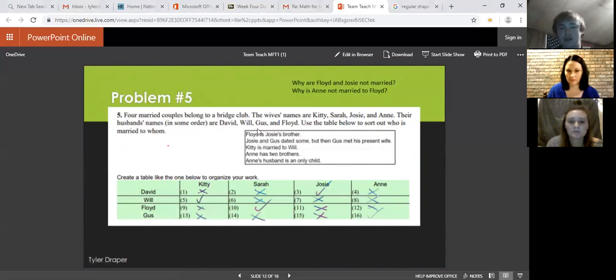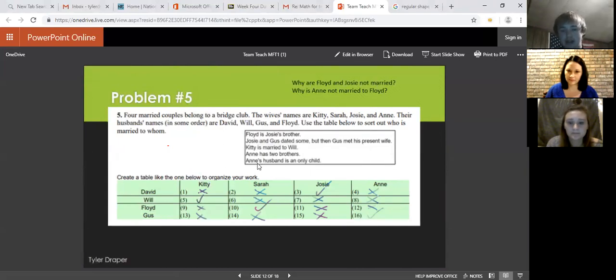So first, we know that Floyd and Josie are not married from the very first step. Floyd is Josie's brother. So typically, siblings are not going to be married. So that's how we know that Floyd and Josie are not married, because they are siblings. Now, once we work our way through this, we will determine at the end, we have to choose why Floyd and Anne are not married.